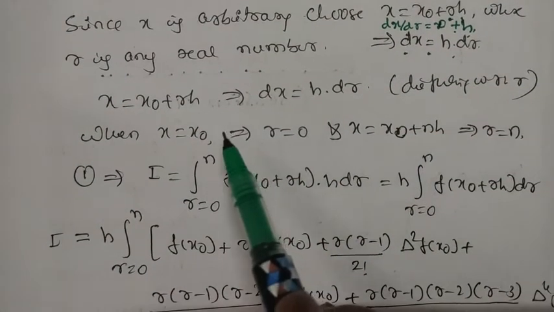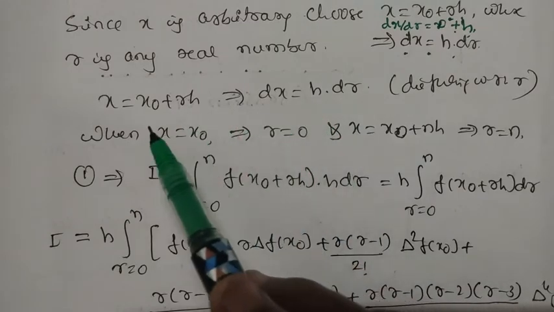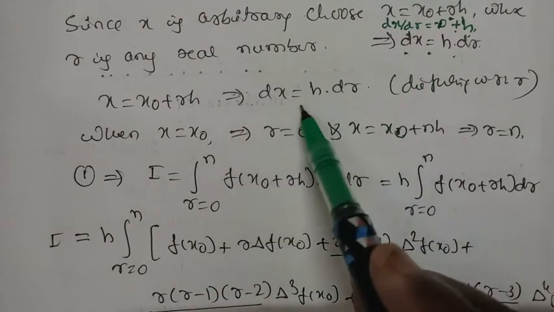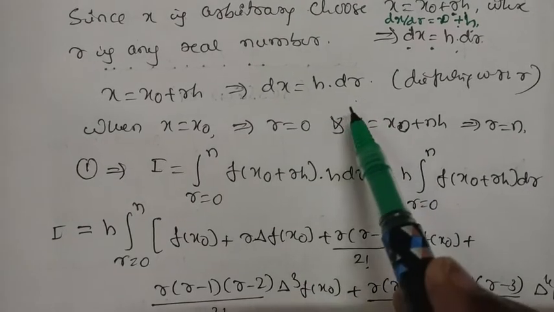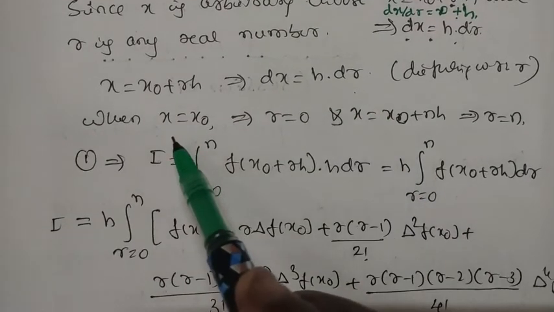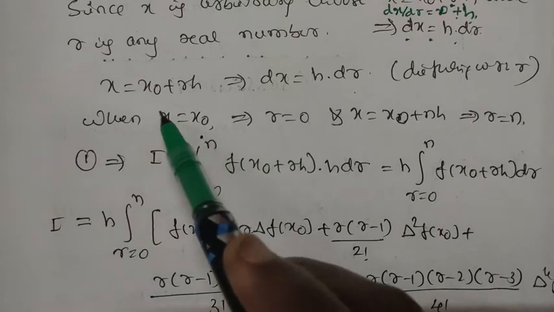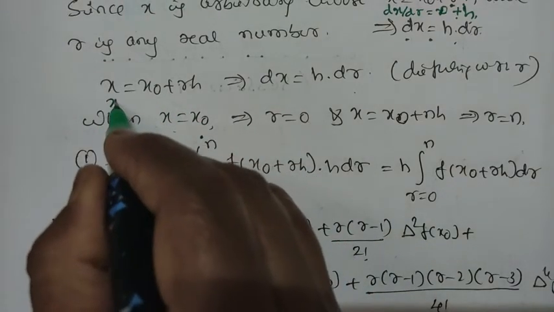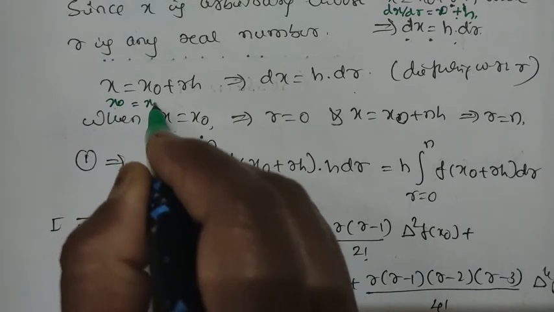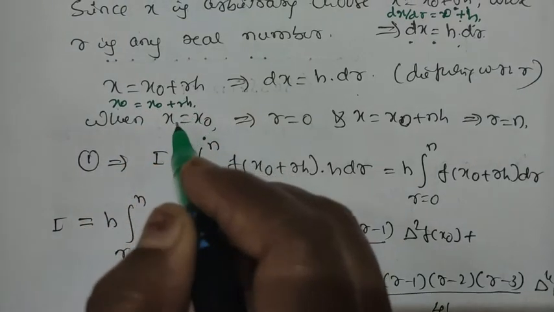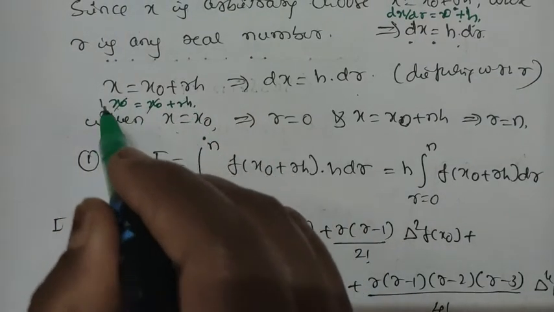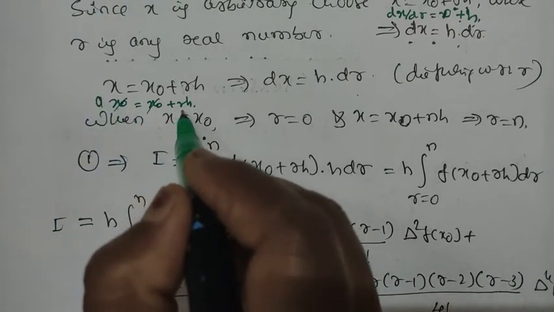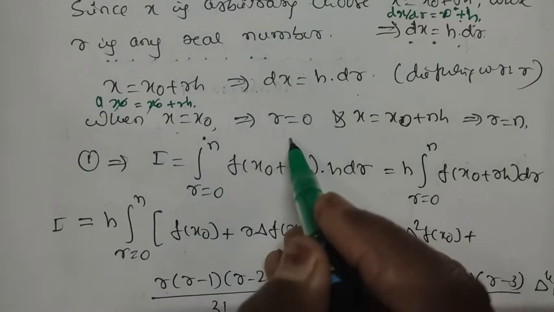So now we can change the limits also. When x equals x0 plus rh, we get dx equals h into dr, and you have to change the limits also. When you put x equals x0 in this, it becomes x0 equals x0 plus rh, so x0 gets cancelled, and this implies r equals 0.